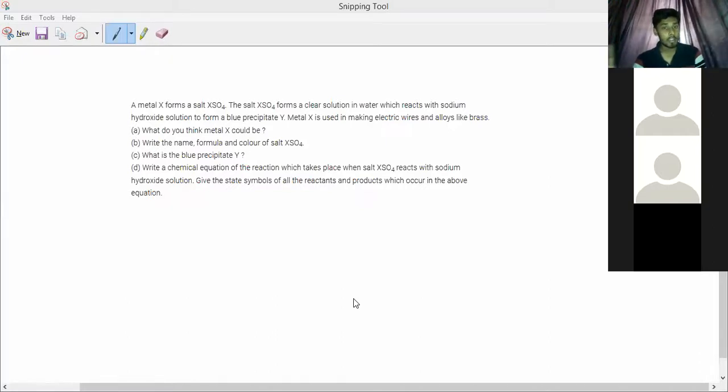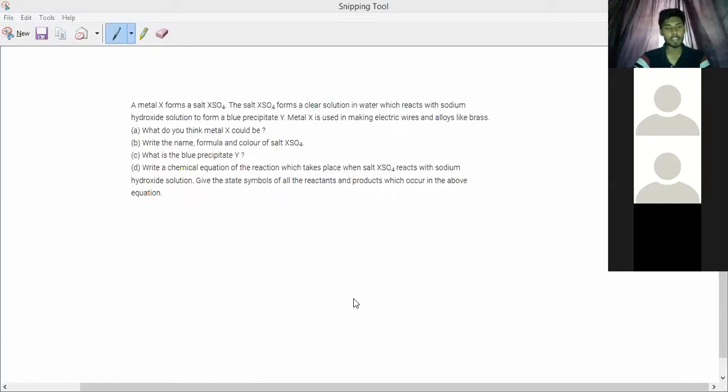Next, you read: XSO4 in water reacts with the sodium hydroxide solution to form a blue precipitate Y, they are saying. Forget about the last part. Now, if it is reacting with water, what will it form? What is the blue precipitate Y they are asking? Copper hydroxide. Very good. That is what you should remember.